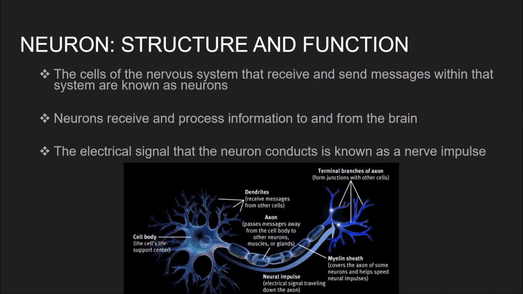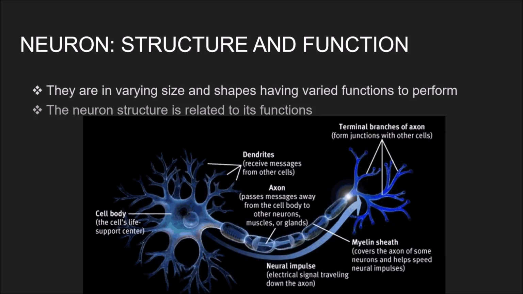Neuron structure and function. The cells of the nervous system that receive and send messages within that system are known as neurons. Neurons receive and process information to and from the brain. The electrical signal that the neuron conducts is known as nerve impulse. They are of varying sizes and shapes, having varied functions to perform. The neuron structure is related to its functions.